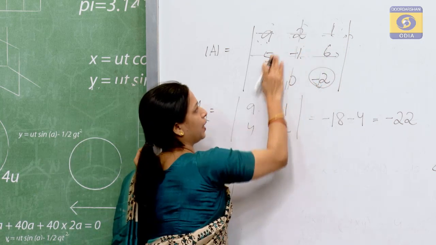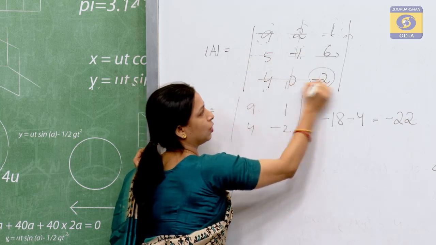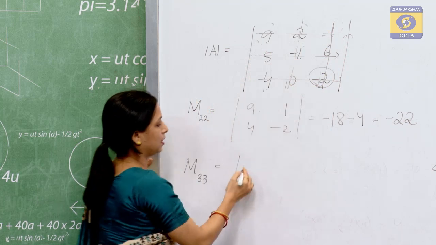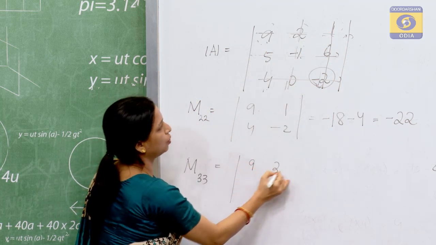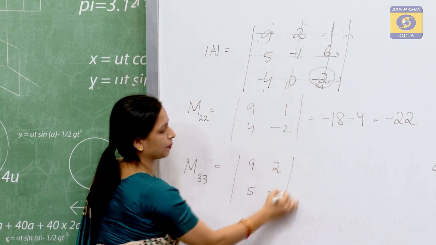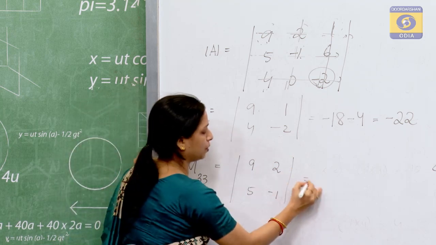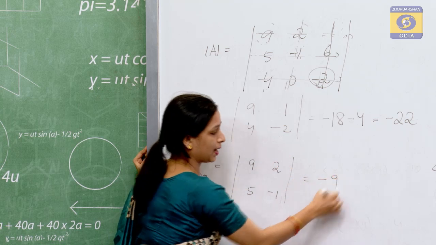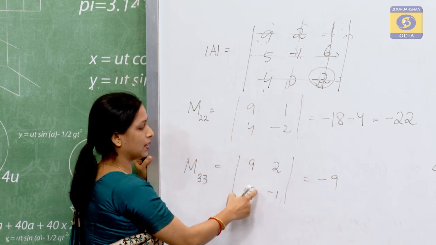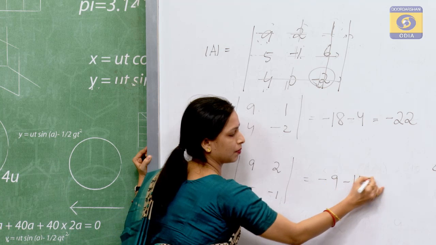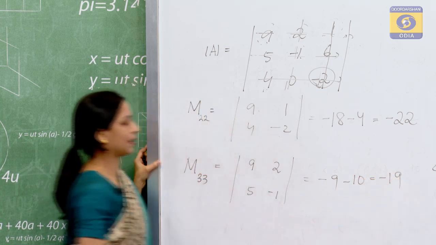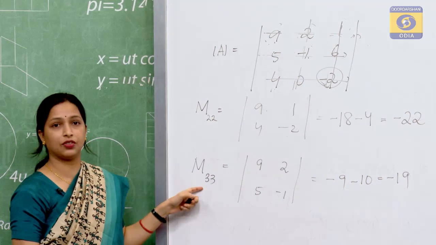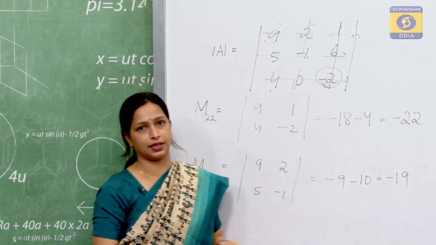So, what do we do? I delete the row and the column in which it exists, and the resultant second order determinant is 9, 2, 5 and minus 1, right. What do we do? 9 into minus 1, that is minus 9, and minus 2 into 5, so minus 10. So, the minor of A33 is minus 19, right.